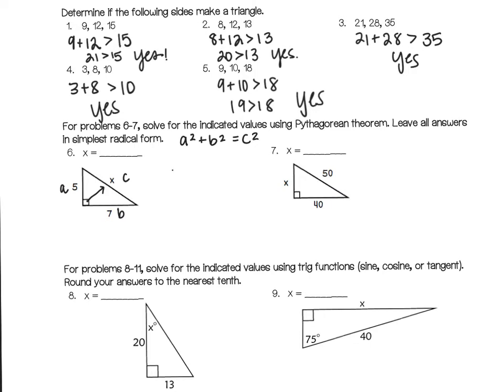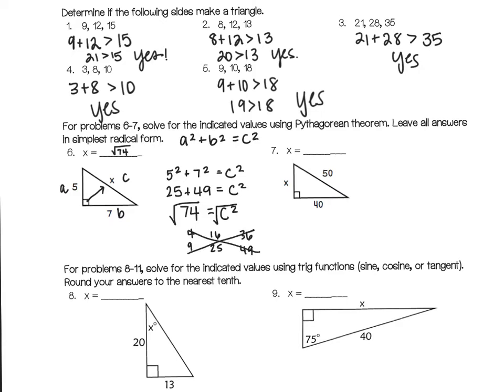So when I set this up, I'm plugging in 5 squared plus 7 squared equals c squared. 5 squared is 25. 7 squared is 49, and that equals c squared. When I add those together, I get 74 equals c squared, and I'm just solving for c, so to get rid of the squared, I need to take the square root. The directions say leave in simplest radical form, so I'm just going to leave this as square root of 74, because if I check my list of perfect squares, so 4, 9, 16, 25, 36, 49, 74 can't be divided by any of those, so this is as simplified as it will get.